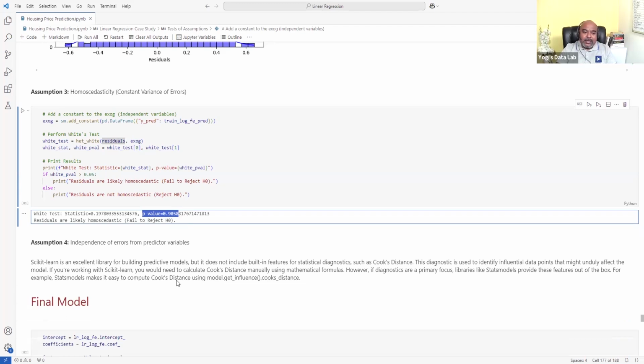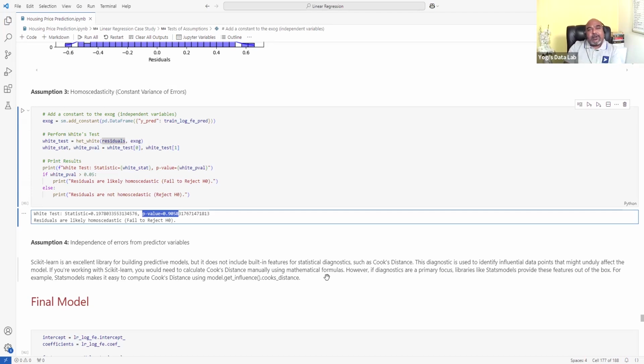The fourth one is independence of errors from predictor variables. So here we have not done this. Just to understand the concept, what is Cook's distance? Cook's distance is going to help you identify which of your records or observations are controlling your errors, right? So if the Cook's distance is greater than 1 when we plot this, we remove such records from the data set and we rebuild the model. That is the solution in case I am getting Cook's distance greater than 1.